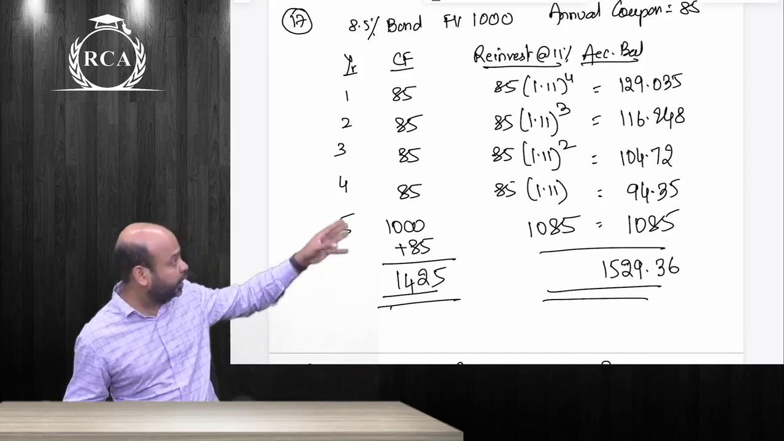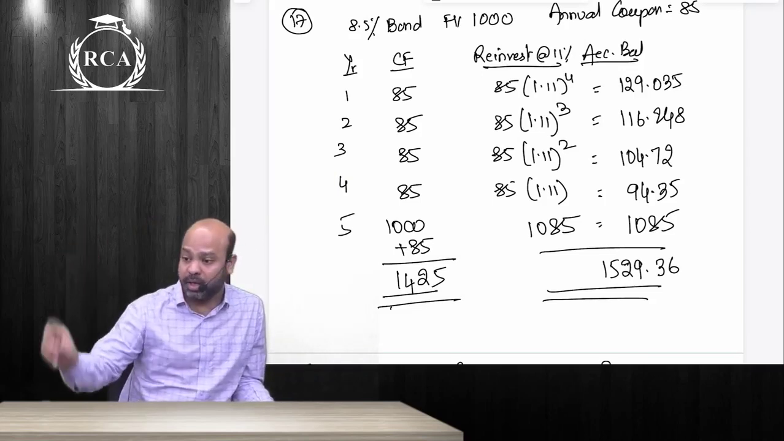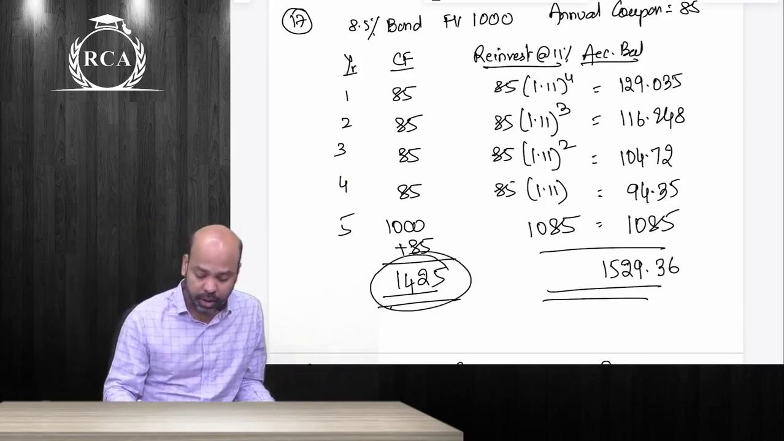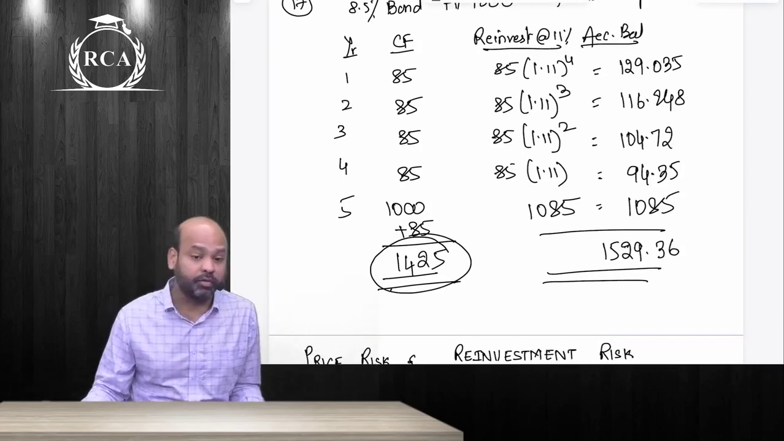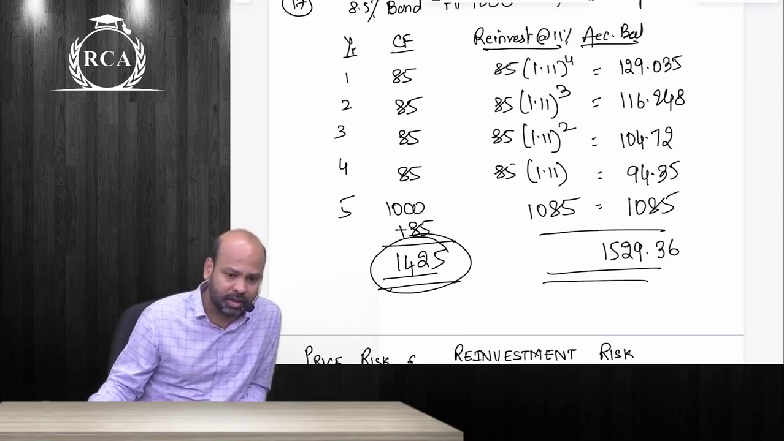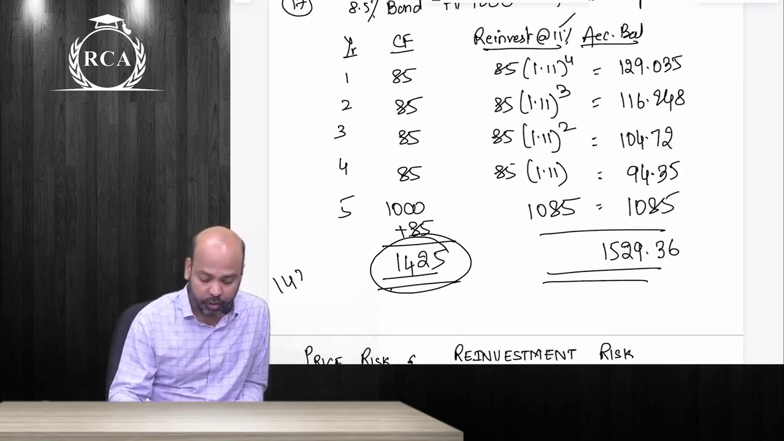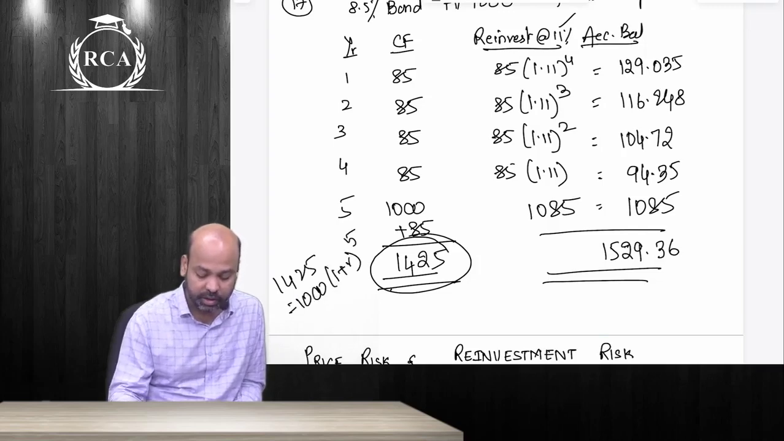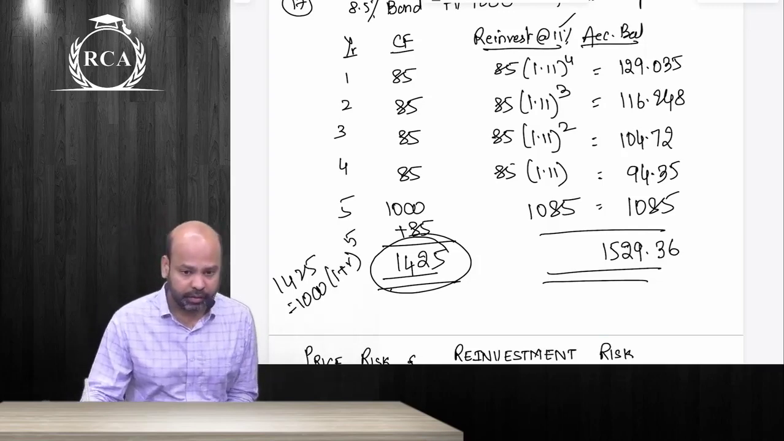What if, beta, you take all of those 85 rupees as such, guys, and just put it in your house? The accumulated balance will be how much? 1425 rupees. If your accumulated balance is 1425 rupees as such, beta, will your return be equal to 11%? If I equate 1425 to 1000 rupees, guys, and compute my return, it will be much lesser than 11%. Are you getting the point, guys?